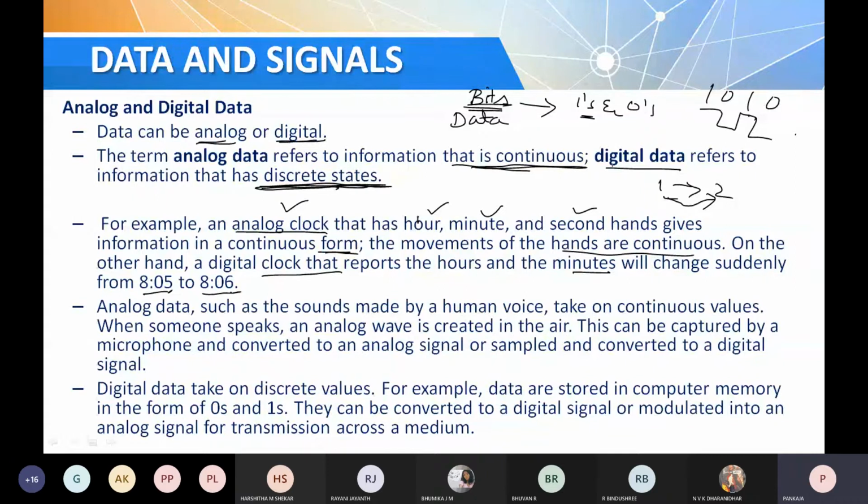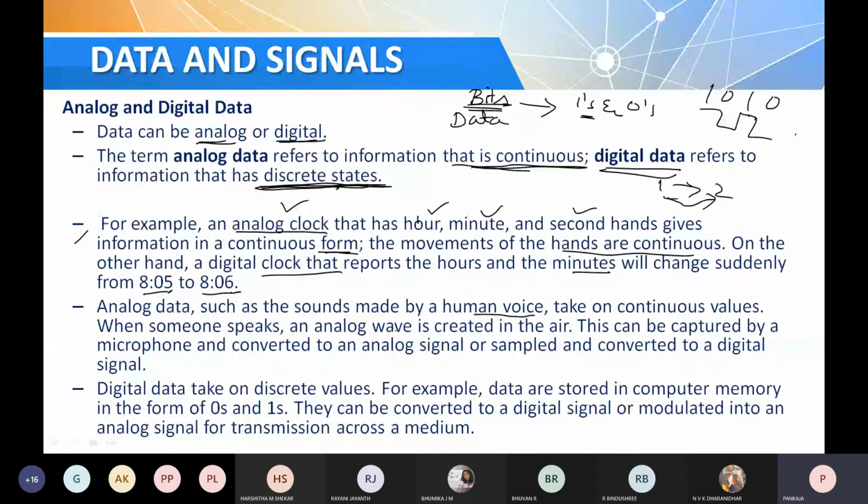You can take any other examples for analog and digital data. Those are just simple examples where you can compare. Another example for analog data is sounds made by the human voice. Whatever sounds we are making, that is also analog data. It takes continuous values. When someone speaks, an analog wave is created in the air. This can be captured by a microphone and converted to an analog signal, or sampled and converted into a digital signal.